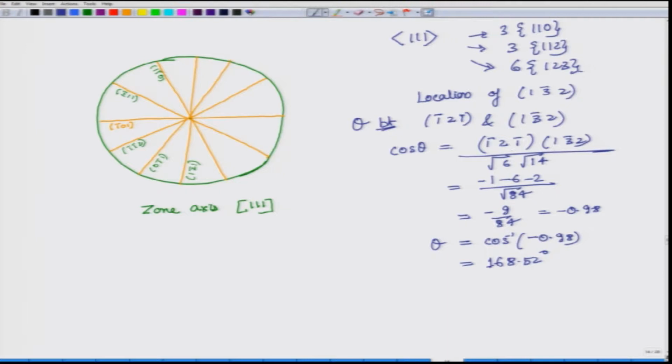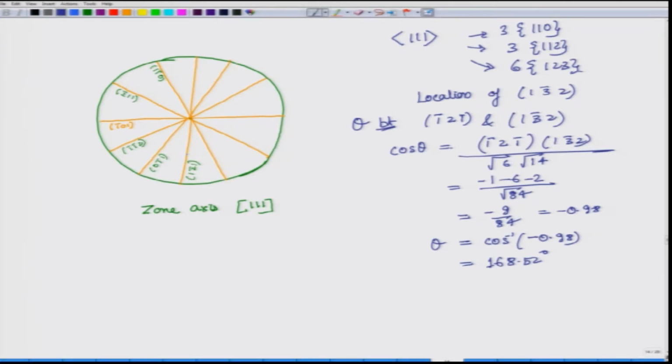But then this is the angle between bar 1 2 bar 1 and 1 bar 3 2. It does not say that it is with respect to bar 1 2 bar 1. It could as well be with respect to 1 bar 3 2, meaning this particular plane has to be at 168. So, if I drew it like this, 168.52 from here.